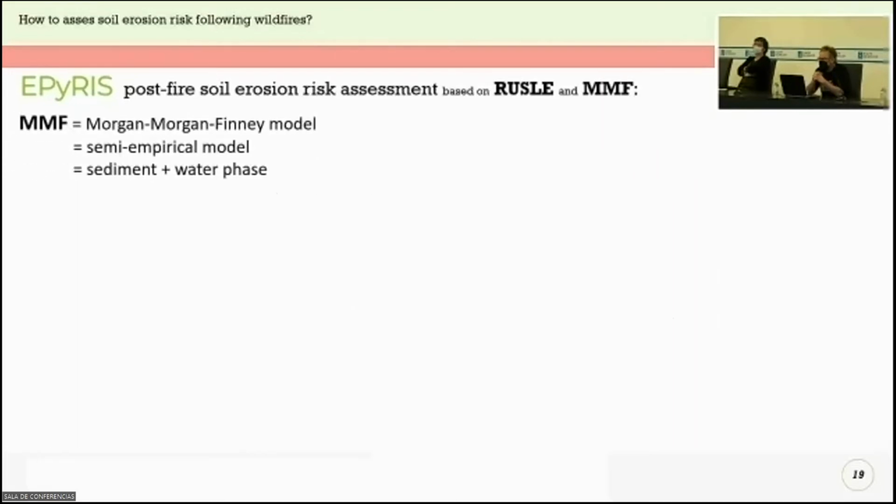Then, like Alvaro also said, we also selected the Morgan-Finlay model. It's a little bit more complex model because it's semi-empirical. It already has a view on which are the processes that we want to represent and how we can represent them. In this case, it represents a sediment phase, which means how soil is being transported, and the other is how water is being generated that runs off and can actually transport the sediment. So that's a little bit more complicated model.